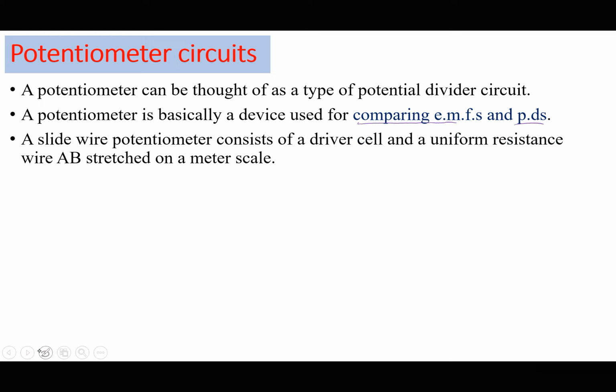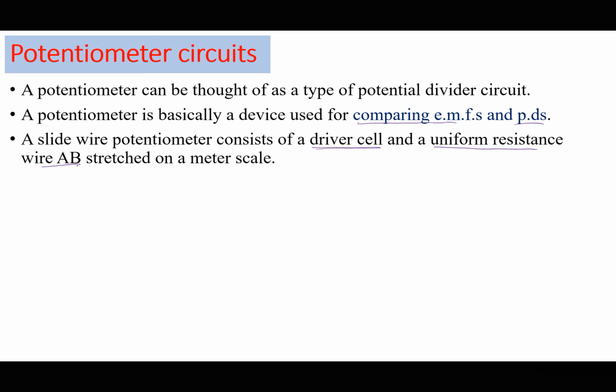And mostly we shall be talking about a slide wire potentiometer, which consists of a driver cell and a uniform resistance wire, let's say wire AB, which is normally either constantan, it could be copper, it could be nichrome.